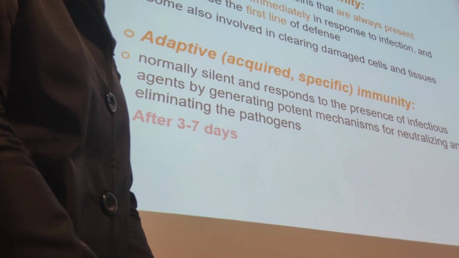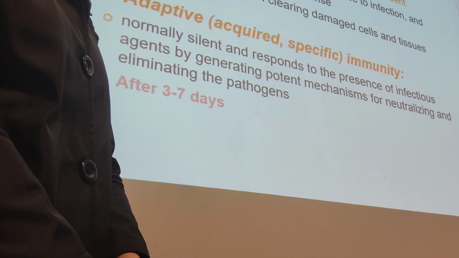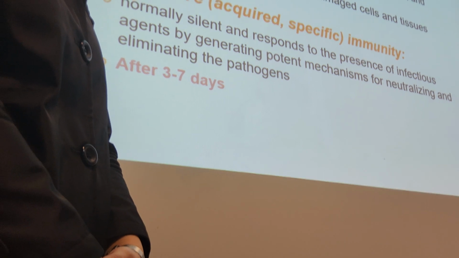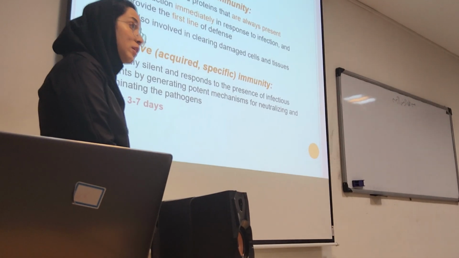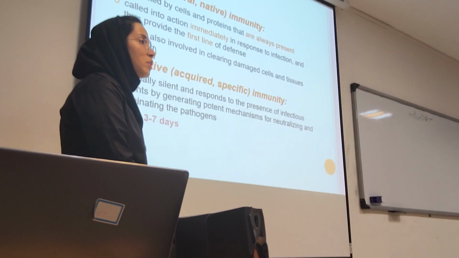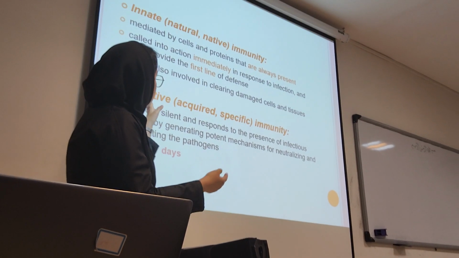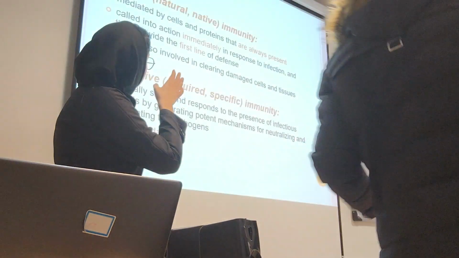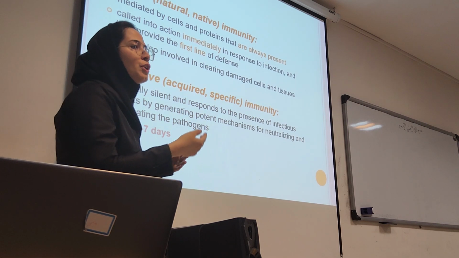For example, we have antibody and adaptive immunity, and they are specific for a specific antigen. Yes. And for example, skin is not specific to one bacteria or virus. All the microorganisms, skin can defend against them. Yes, exactly. So, innate immunity is also called natural or native immunity. We have cells and proteins, for example, cytokines that are always present.